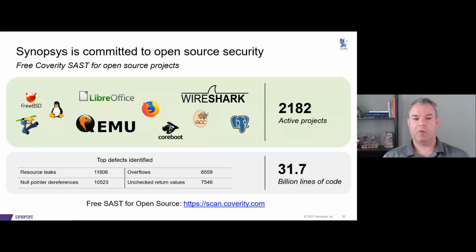And this is tooling that is used by major projects like FreeBSD and the Linux kernel and Wireshark and Coreboot and OpenSSL and Xen. These are some of the thousands of active projects that we have in there. And in the last year, the number of defects that were identified and remediated that relate to null pointer dereferences and resource leaks and so forth, they're up on the slide. There are thousands of them. This is all contributing to the overall security of the open source software that we depend upon.